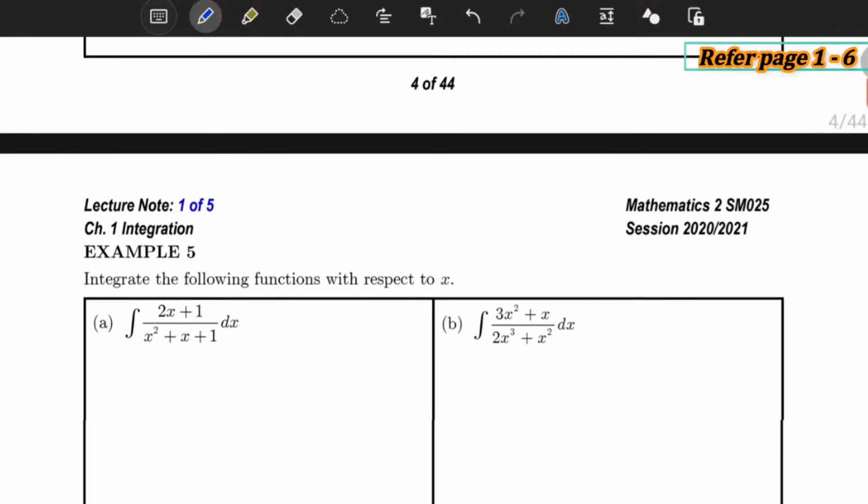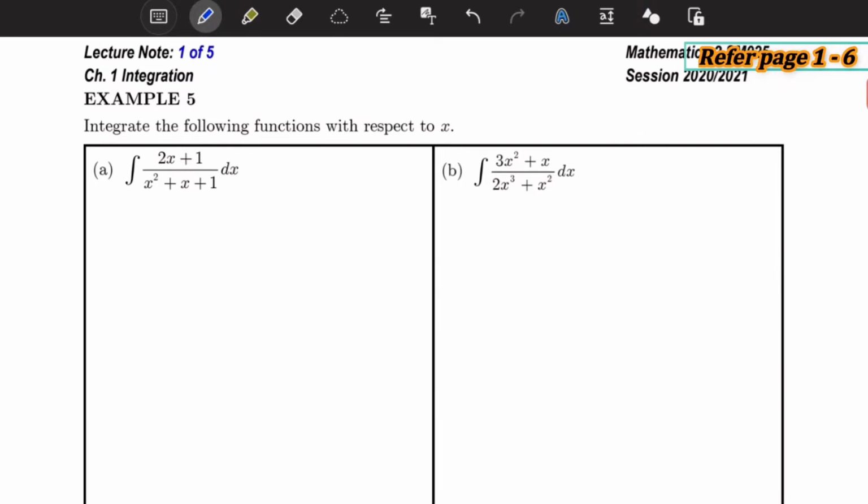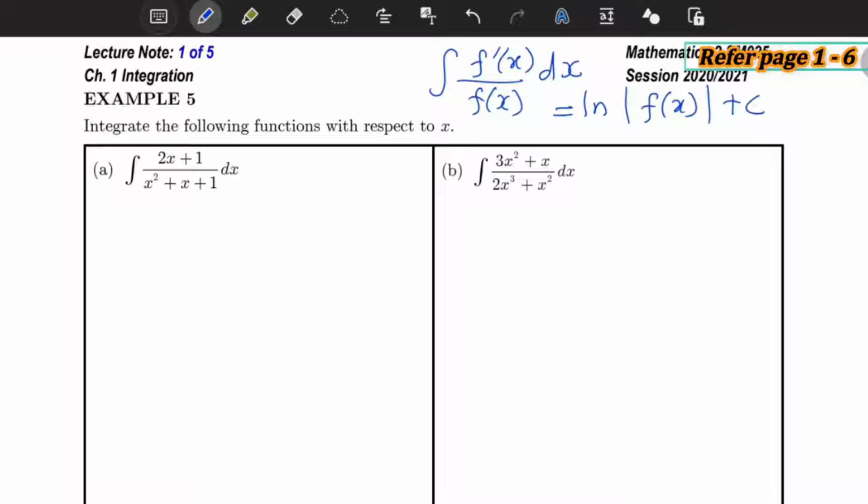Next one. Integrate the following functions with respect to x. For this case, we will use the rule part C, which is integrate f prime x over fx dx equals ln fx plus c. But we need to look at the pattern first.